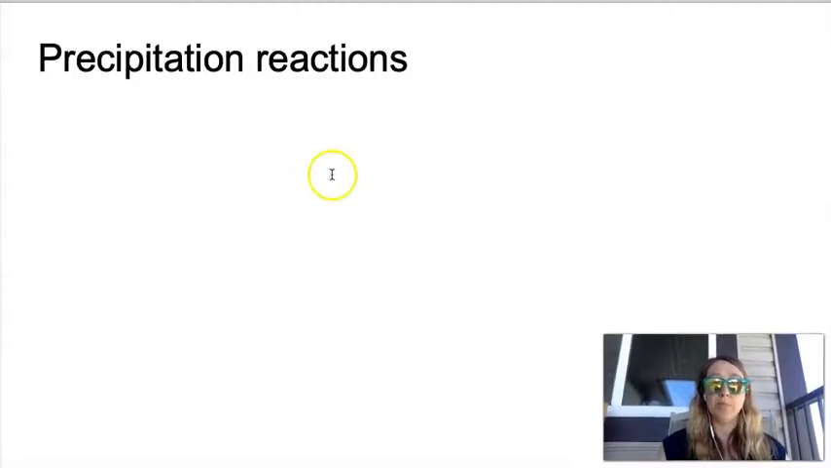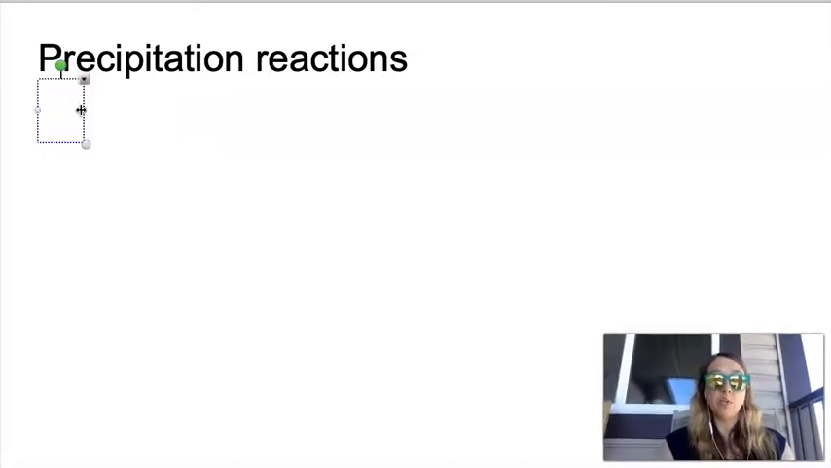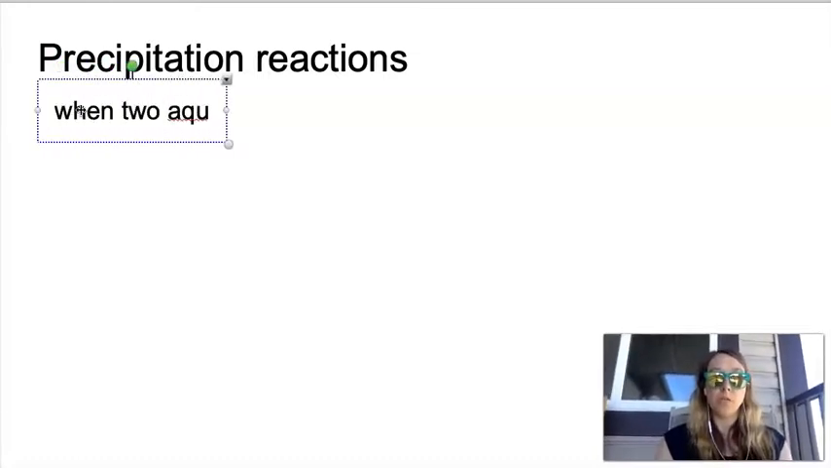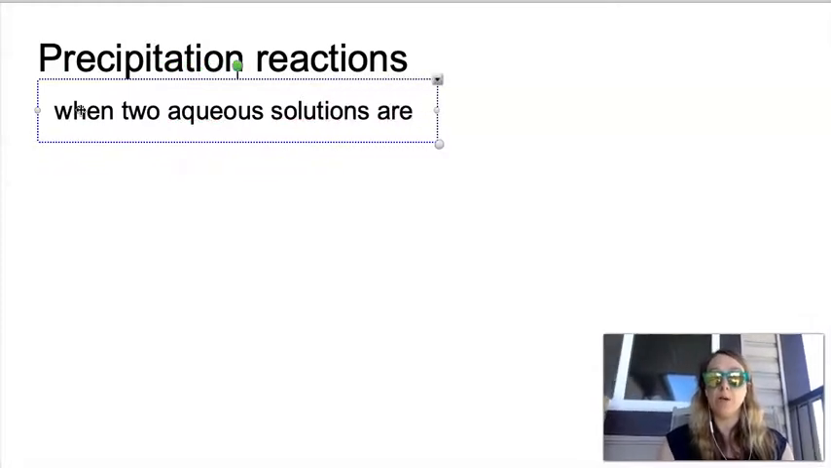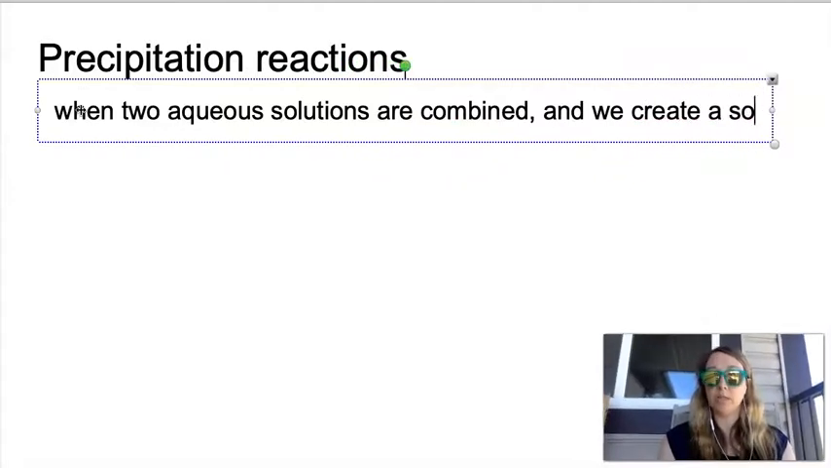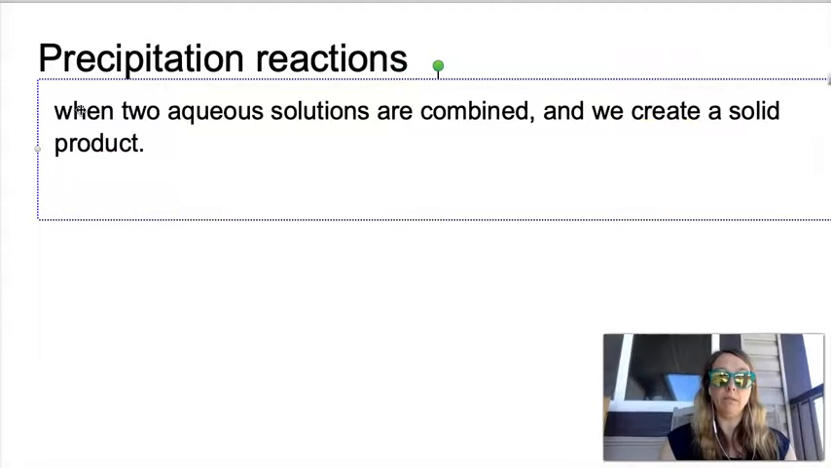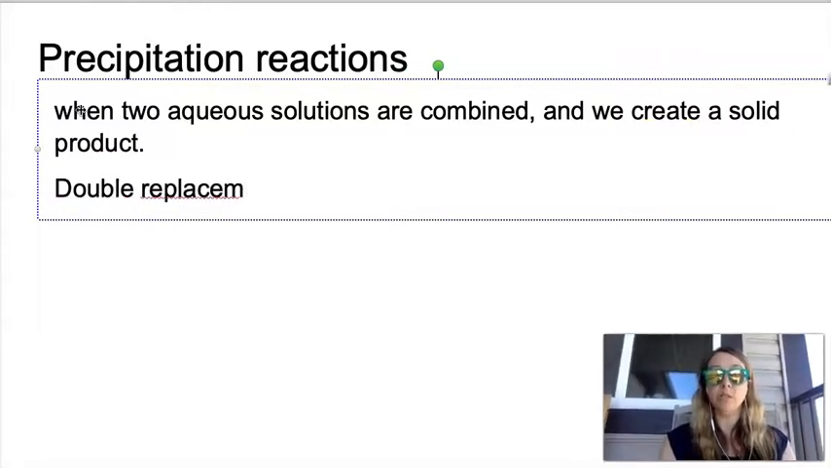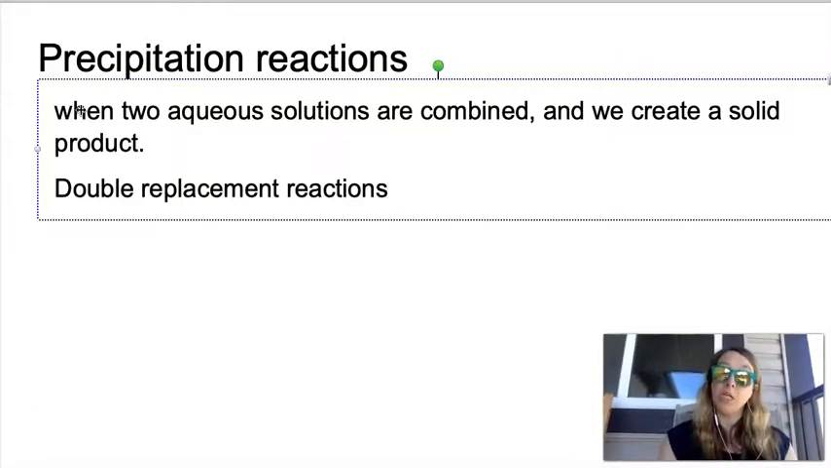So if we look at precipitation reactions, because that was one of the things we talked about as well. A precipitation reaction occurs when 2 aqueous solutions are combined and we create a solid product. So generally, these are going to be double replacement reactions. And then we check the solubility table, because that's how we determine the states of our products, and one of them is going to come up as a solid, and that is going to be our precipitate. So when we are trying to identify unknowns, we know what we've added.